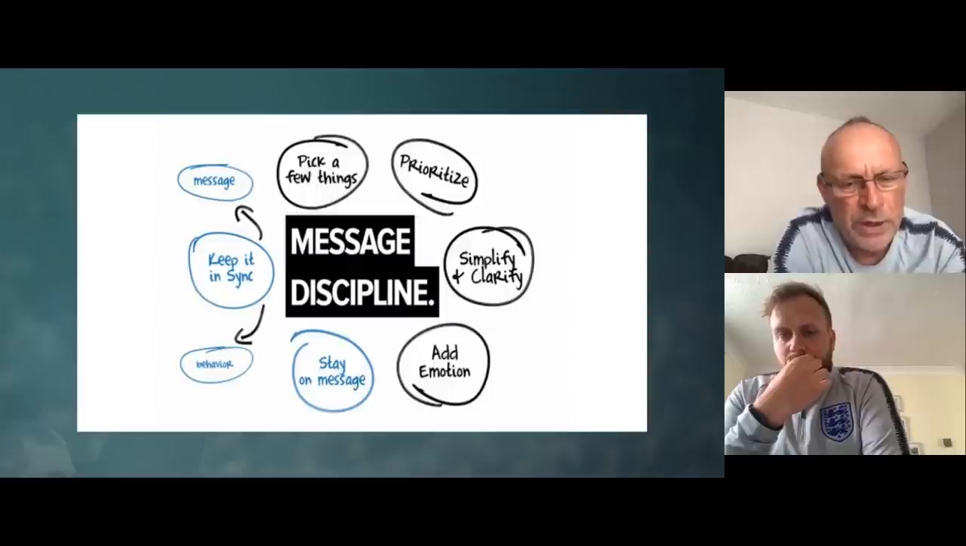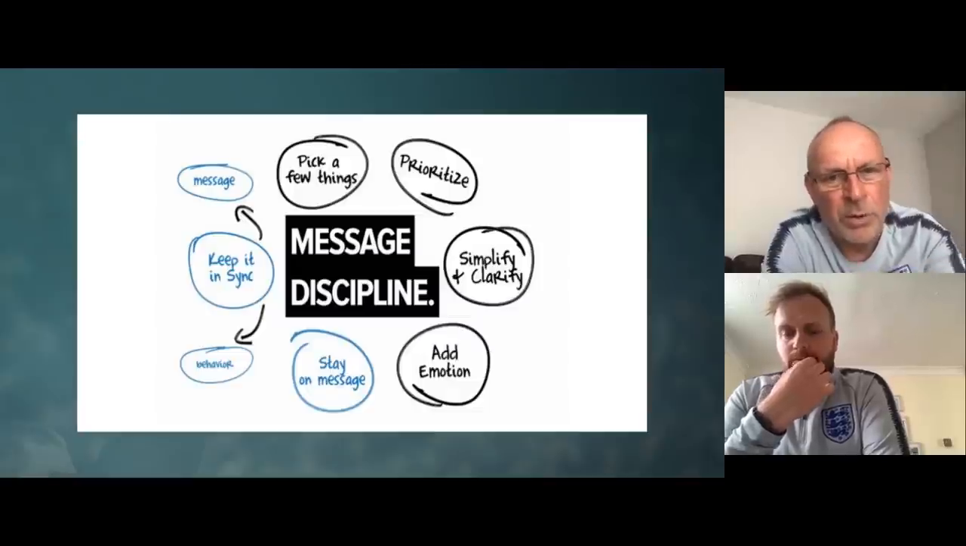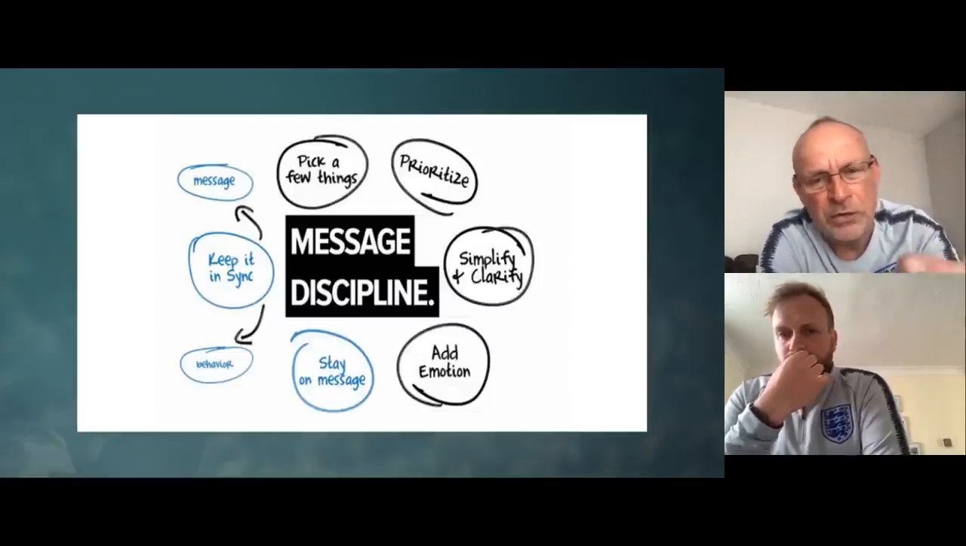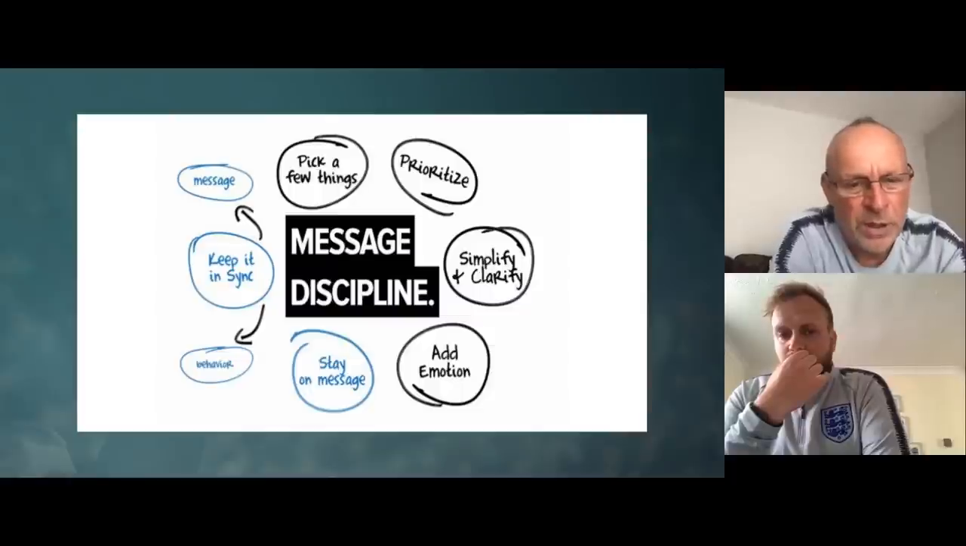So if you want kids to be skillful, if you want, like you've just shown in your practice, forwards to be creative, then stay on message. Just pick a few things that you want them to do. You may change the environment, but prioritize them, simplify and clarify them, and stay on that message. I have a sneaking suspicion that there are some huge syllabuses out there, but I'm not sure what the message is.